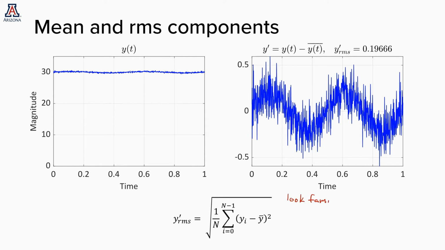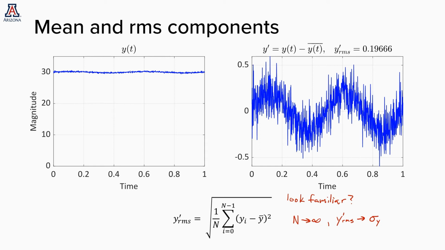And hopefully this looks familiar to you, because if you take this limit as n goes to infinity, suddenly this is your standard deviation of your signal. It's just the standard deviation of y. So it's pretty common to take the RMS of y prime rather than y itself. It's also a lot more meaningful, both in terms of characterizing the overall magnitude of your fluctuations, as well as for connecting this with statistics.